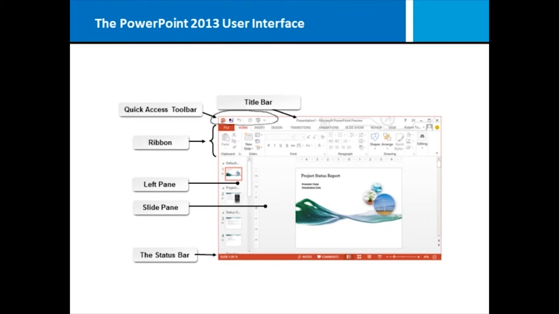This is a feature that is available in every Microsoft Office product. And basically what they've done is they've given you a few icons there of commonly used features. The big one here is Save. So as you're working on your presentation, you want to save what you're doing, you can access the Save button quickly from the Quick Access Toolbar.